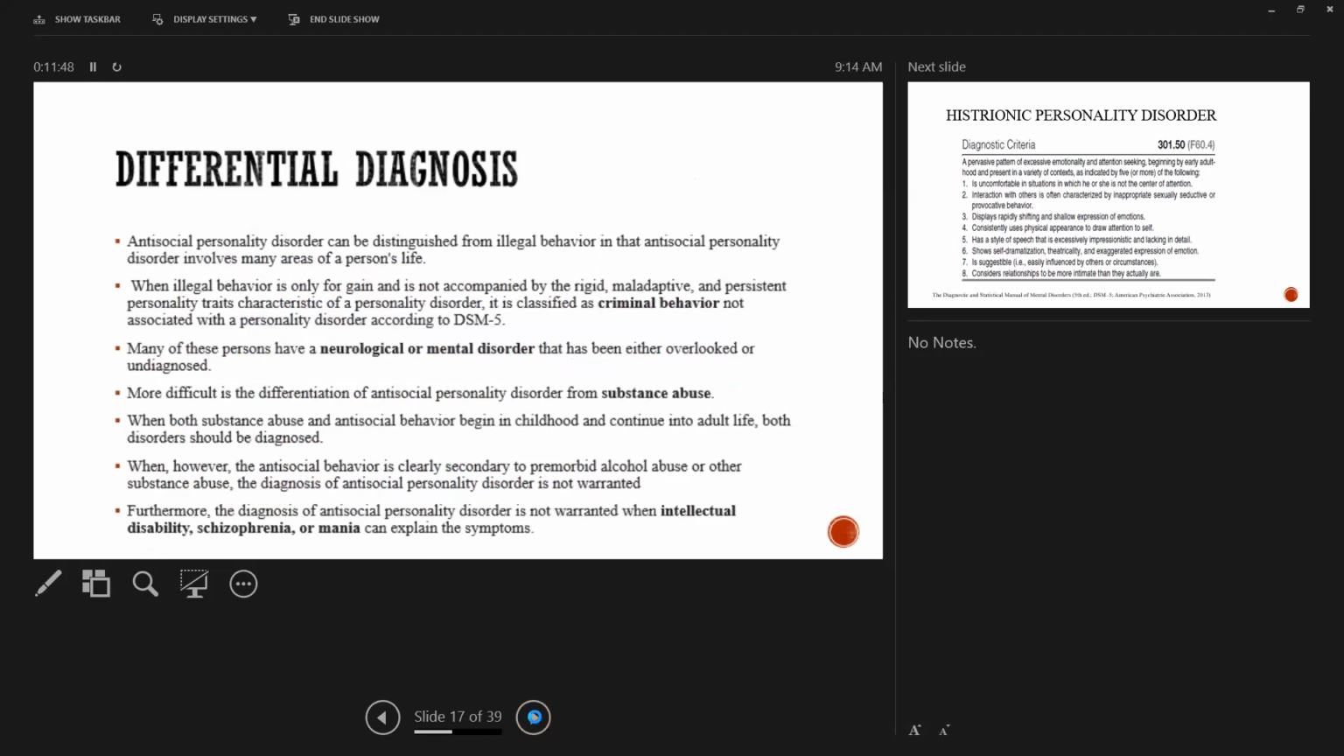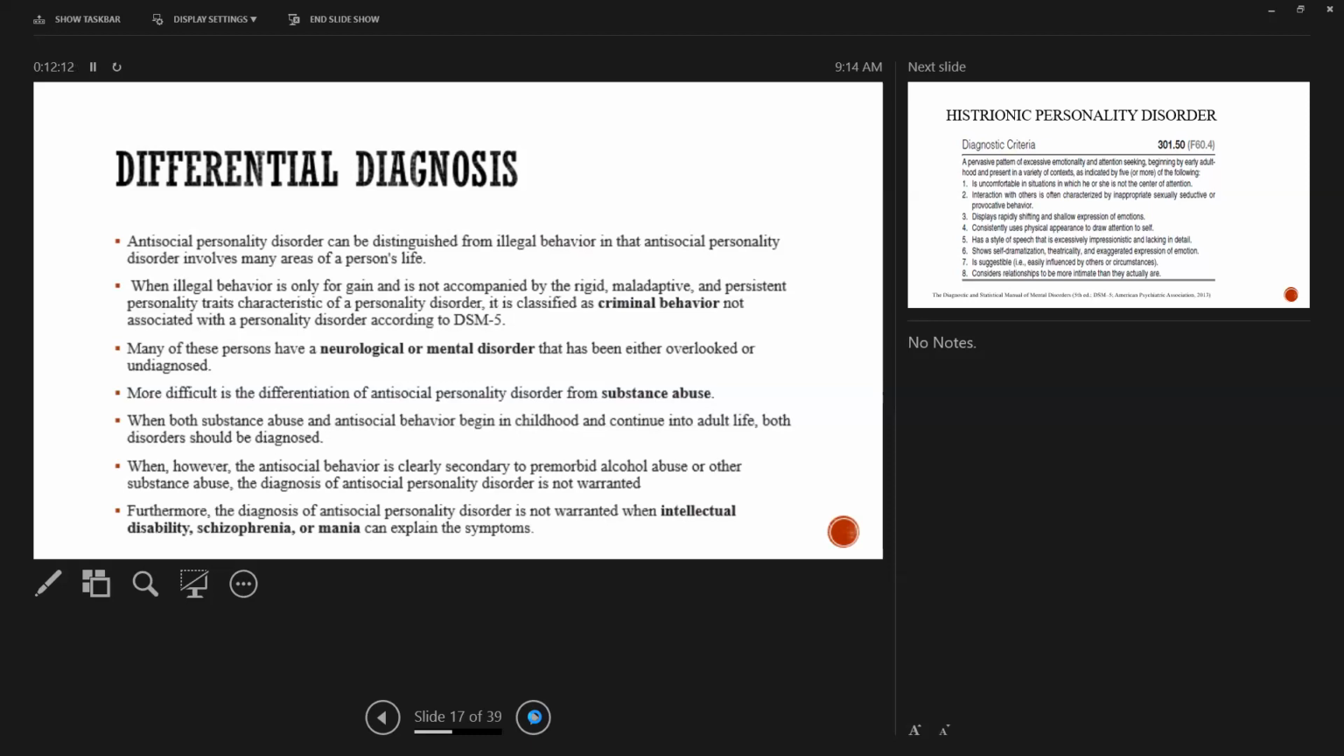Now, for differential diagnosis, we need to distinguish this patient from a person who engages in illegal behavior. It can be distinguished from a patient displaying illegal behavior in that antisocial personality disorder will involve many areas of a person's life. And when this illegal behavior is only for gain and not because of a persistent personality trait, it will be classified as criminal behavior and not associated with a personality disorder.